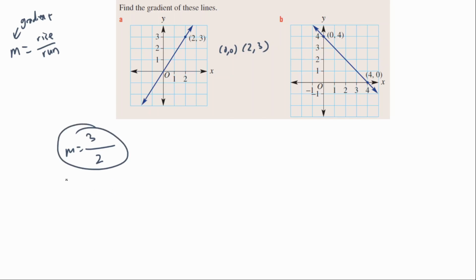Or if you put that in a calculator, that will give you m equals 1.5. Either one will be fine here. And just to double check, this is going from left to right, so it is positive. Make sure your answer is a positive number.